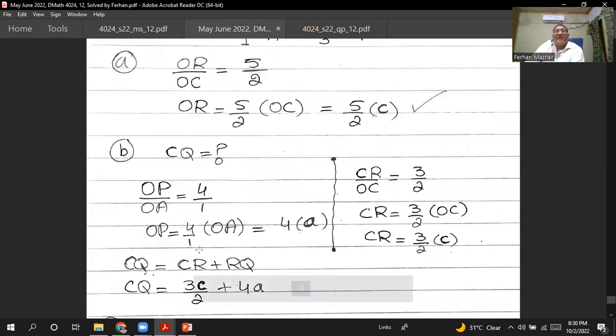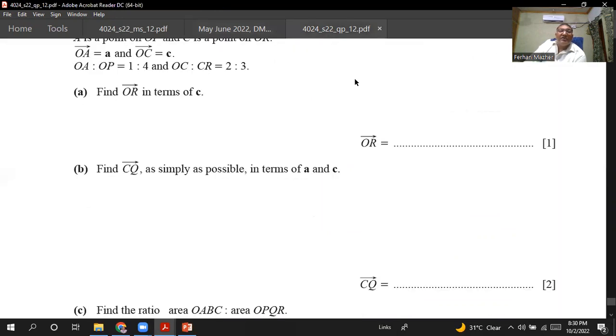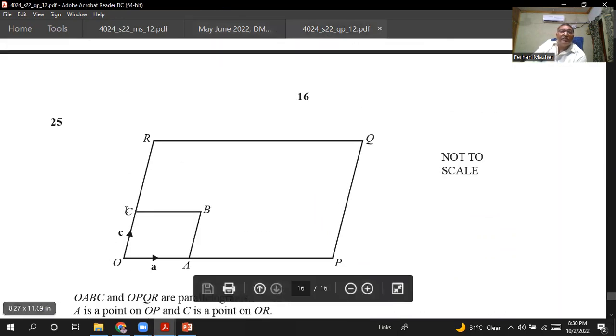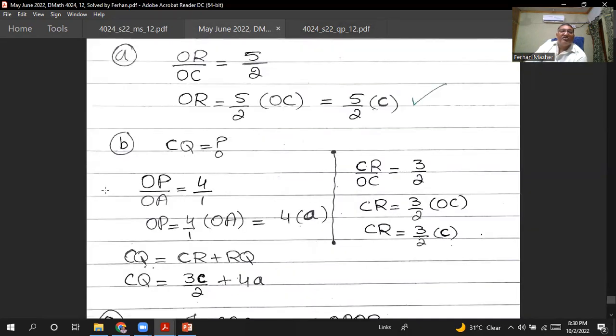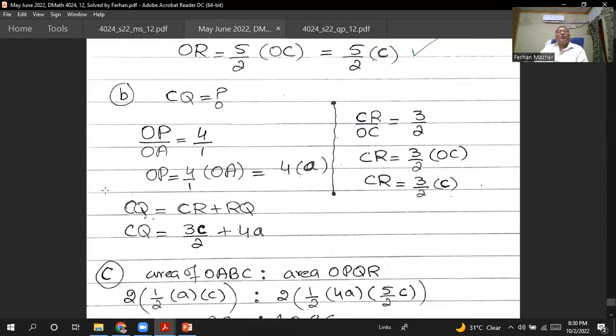First of all, I'm going to find out a few things because I want to find out the CQ. So I will find CR and RQ. Okay, so that's my strategy. So OP divided by OA equals 4/1. So OP will be equal to 4/1 into OA, and OA is small a. So OP is 4A.